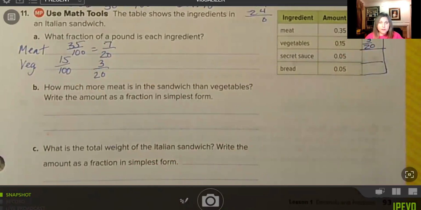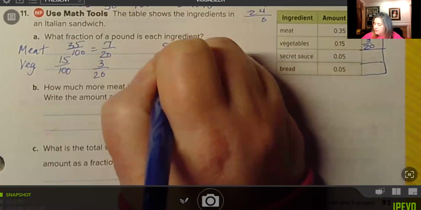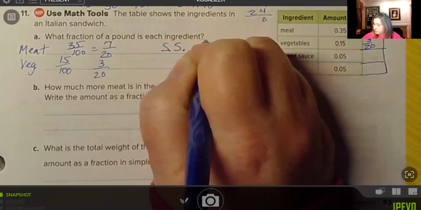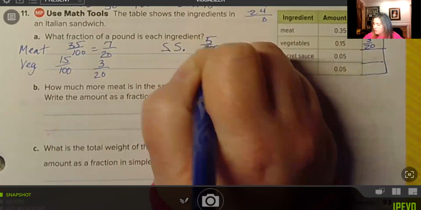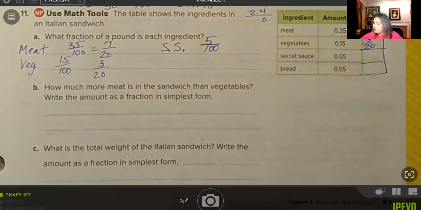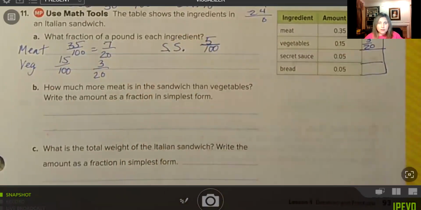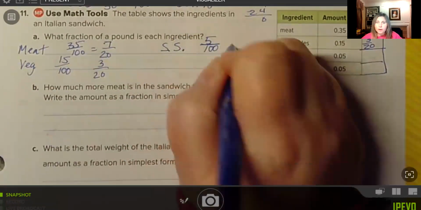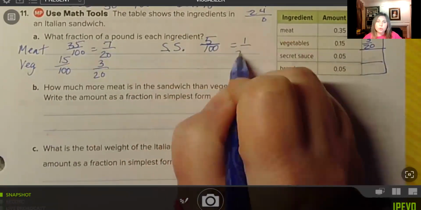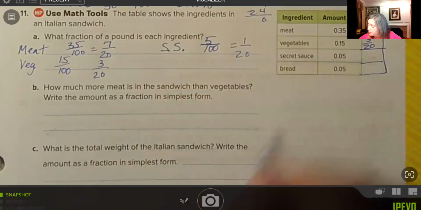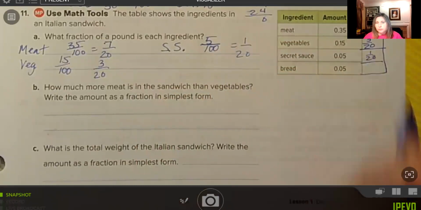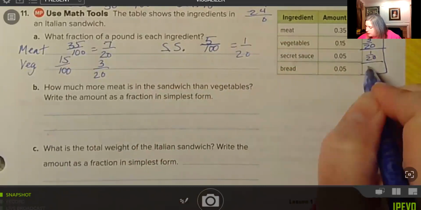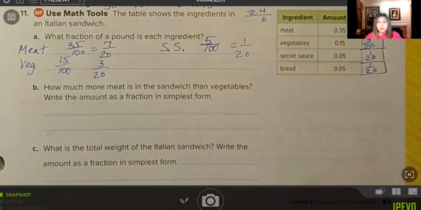The secret sauce is 5 hundredths. So secret sauce. So 5 hundredths. 5 and 100 are both divisible by 5. 5 divided by 5 is 1. 100 divided by 5 is 20. So we get 1/20th. And the bread is the same. So that'll also be 1/20th.